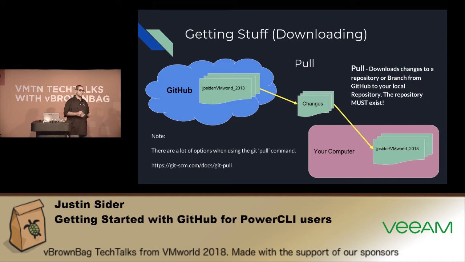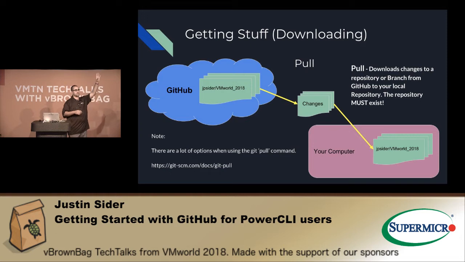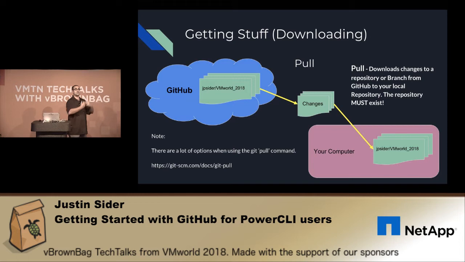So pulling stuff. I have my repository up there, and let's say it's not mine. Let's say it's Dan's or somebody else's, and he's made a change. He's updated his code from version 1 to version 1.1. What I would do is pull that down, so now I get the 1.1. It's not a clone, because I don't want to make another copy of it. I just want the changes. So I'm just going to pull the changes down to me.